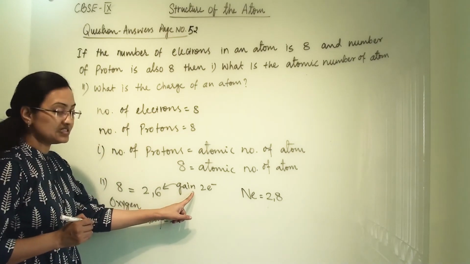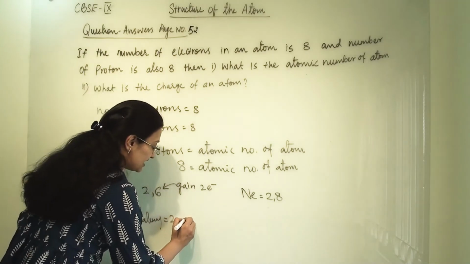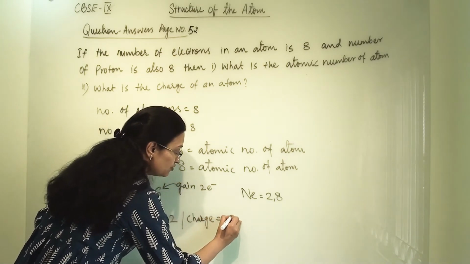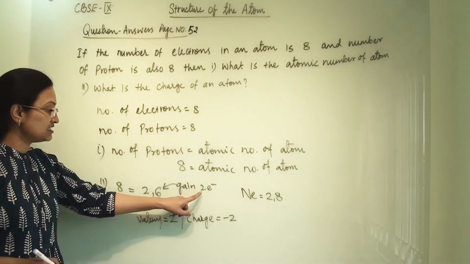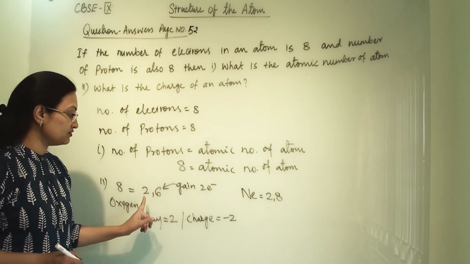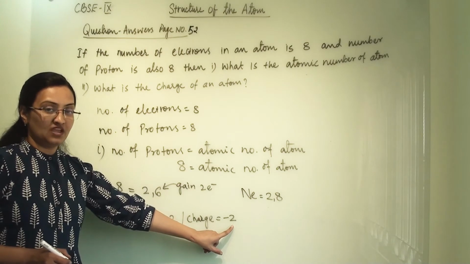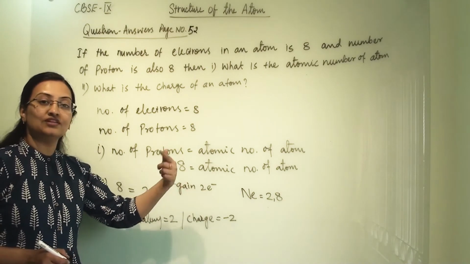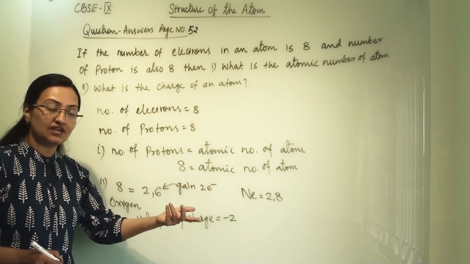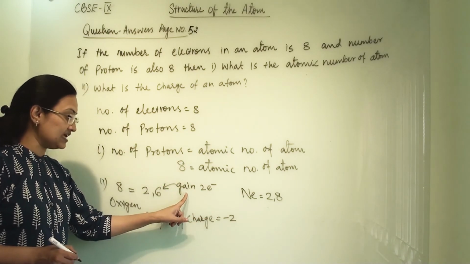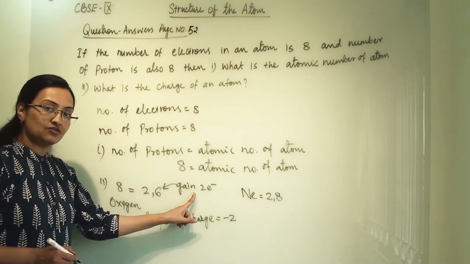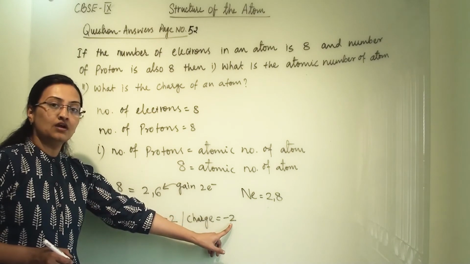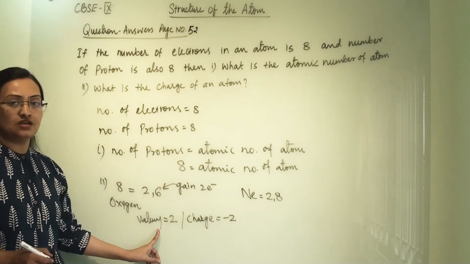Now here, since it is gaining 2 electrons, it has charge equal to minus 2, because it is gaining 2 electrons. So the charge of this atom will be minus 2. If it is losing, then it will be plus. If it is losing 1 electron, then it is plus 1. If it is losing 2 electrons, then it is plus 2. But here it is gaining, so it will be minus. And however many electrons it is gaining, that many minus charges will be there. So gaining 2 electrons will give minus 2 charge, and the valency will be 2.